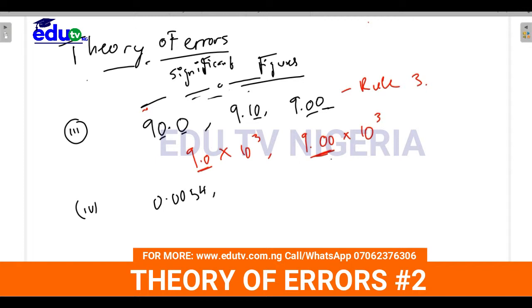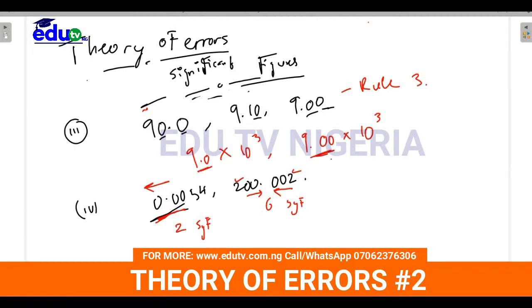0.0054002. Now this ends to the left, going this way, and this to the right. But remember rule number 2: zeros between non-zero digits are significant. So these are non-zero digits, and the zeros between them are significant. So here we have 6 significant figures, and here we have 2 significant figures.